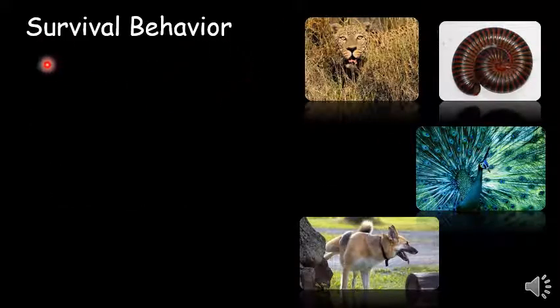Now let's talk about the survival behavior of an animal. If you look at all these pictures, everything denotes a behavior of an animal which helps the animal to survive in its environment, as well as to produce its next generations.